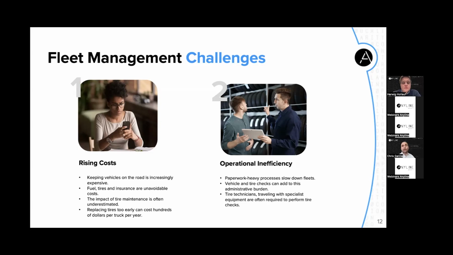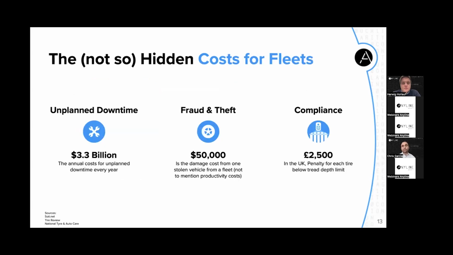Obviously people have Excel spreadsheets that they're looking through every day. Those types of processes ultimately slow organizations down and make them less effective, right? And so what can we really do, or what does it mean? Well, there's some hidden costs baked into all of this, right? One of those costs is simply the unplanned downtime. Annually, this is over $3 billion in the industry, the cost to fleets.